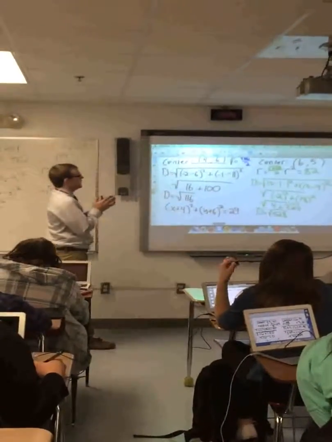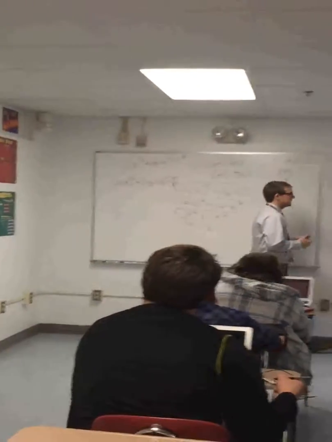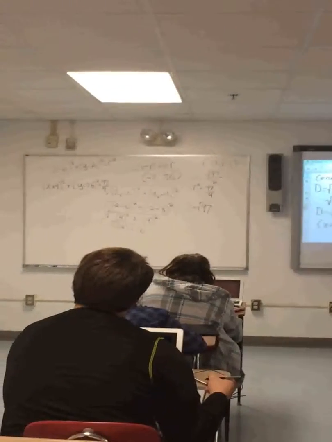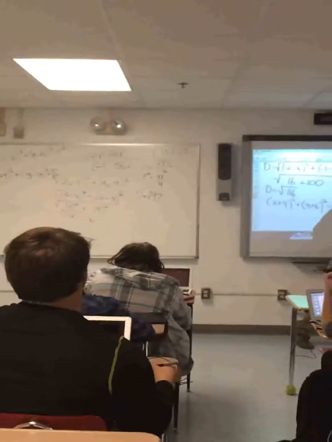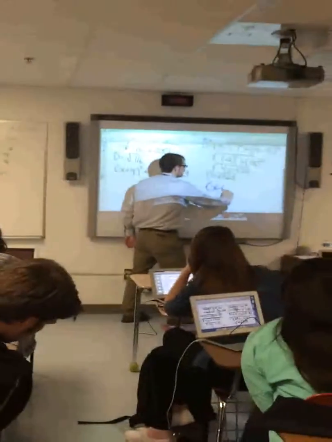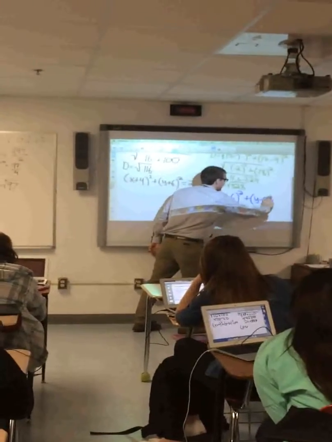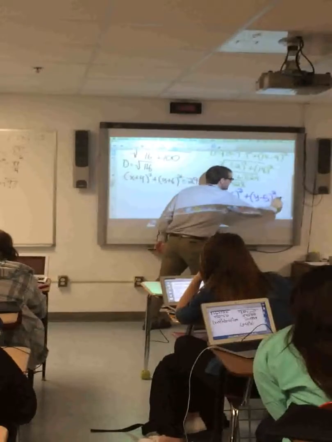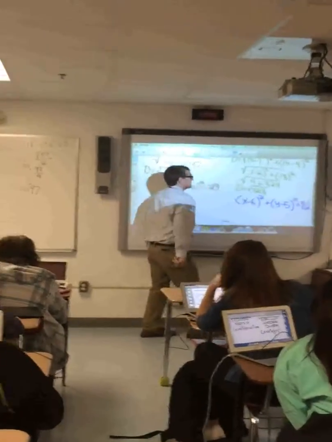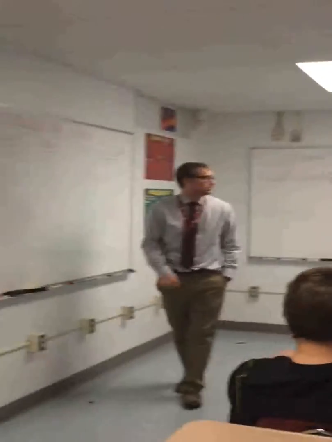Alright. Now that I know my center and my radius squared, I can just plug that information into my equation. And I get my answer to be (x minus 6) squared plus (y minus 5) squared equals 82.